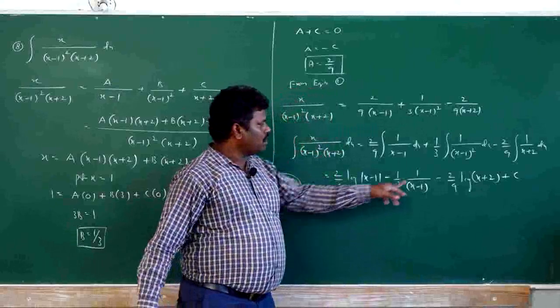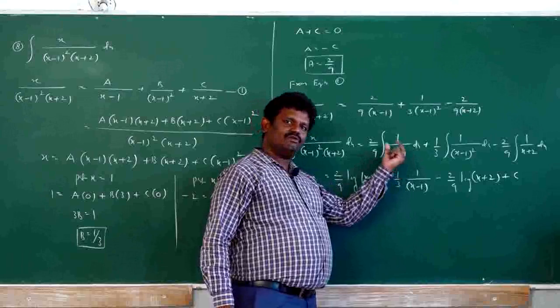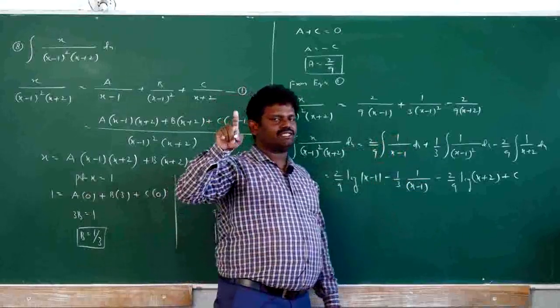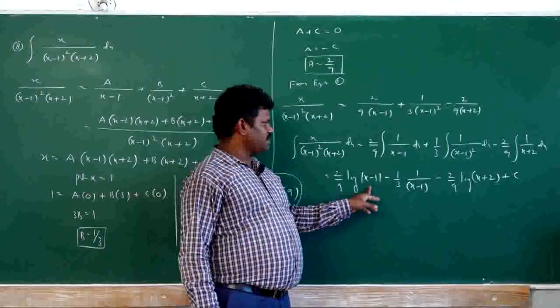Understood why we write log here? Already explained, this is the f dash of x by f of x formula, or you can take the substitution t. The numerator is the derivative, so the integral of f dash of x by f of x dx is equal to log of f of x plus c. So that's why we write log here.